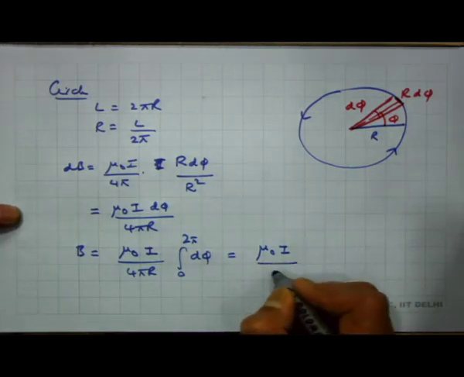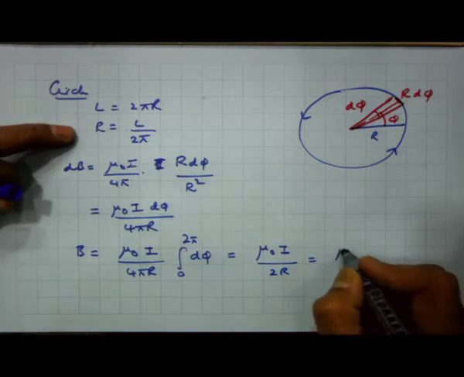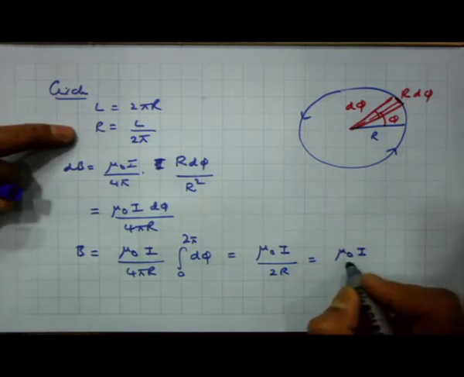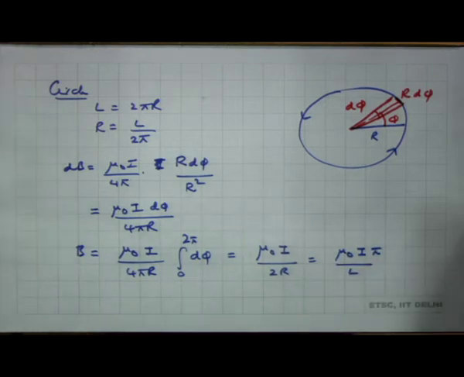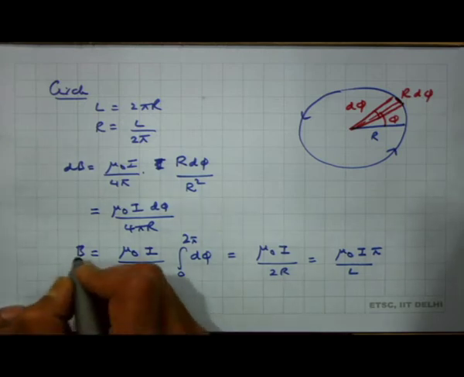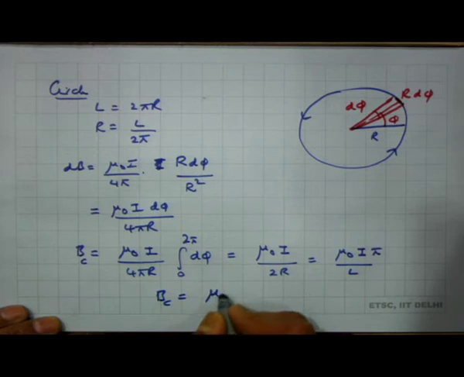which will give me mu naught I by 2 r, and I can replace r in terms of L by 2 pi. So, I get mu naught I by 2 r, which is nothing but L by pi. So, mu naught I pi by L. So, if I call this the circle, B circle is equal to mu naught I pi by L.